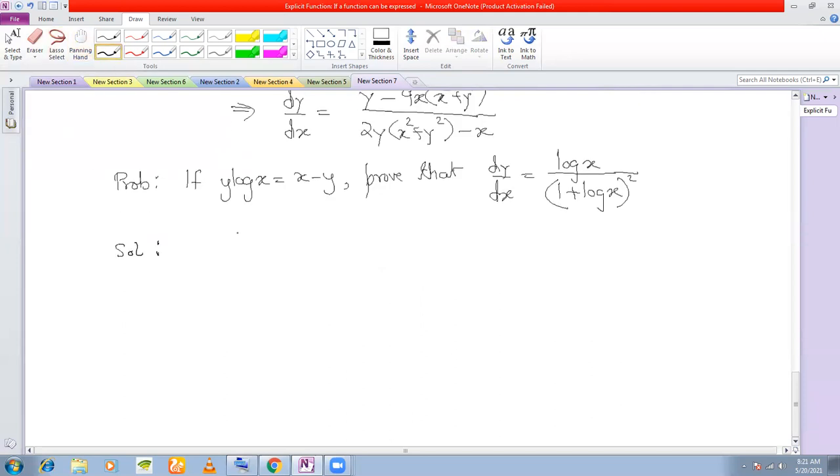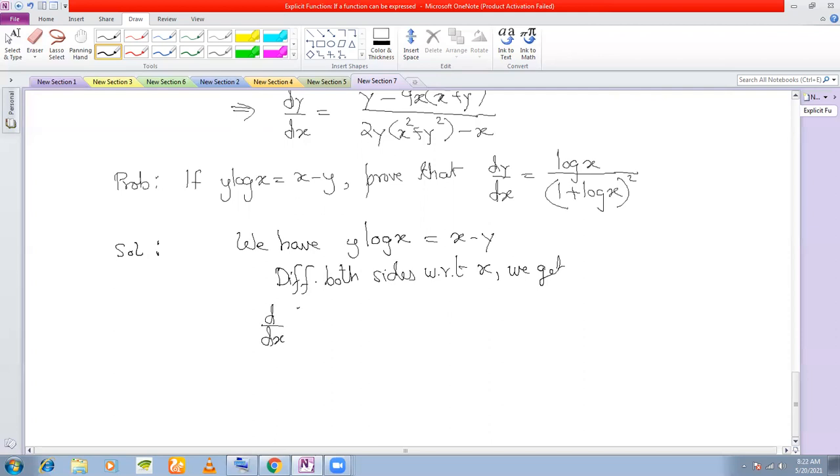See here, we start with the given function y log x is equal to x minus y. Okay. Now we differentiate both sides with respect to x. Differentiating both sides with respect to x. Okay. ddx of y log x is ddx x minus y.